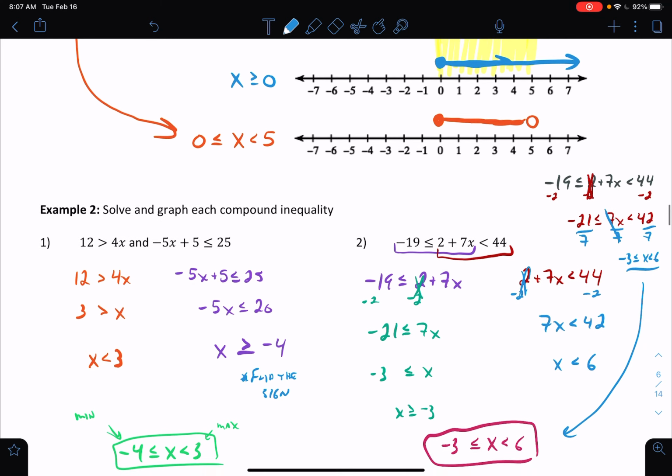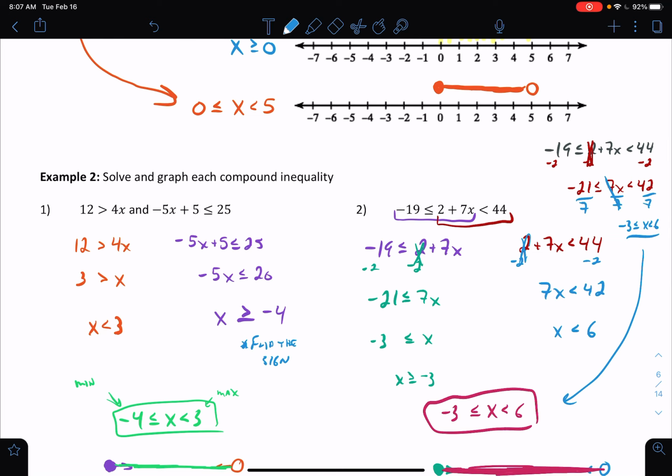It may seem like a little less work there, but it's easier to make a mistake if you keep it all in one. So I would encourage you, just as we're practicing this and as it's new, split it up. That way you recognize that it's two different inequalities. And then practice sandwiching it back together for this final answer, negative 3 less than or equal to x less than 6. After a little bit of practice, maybe you'll be able to do it all in one. But for now, split it up and solve each inequality separately before smushing them back together.